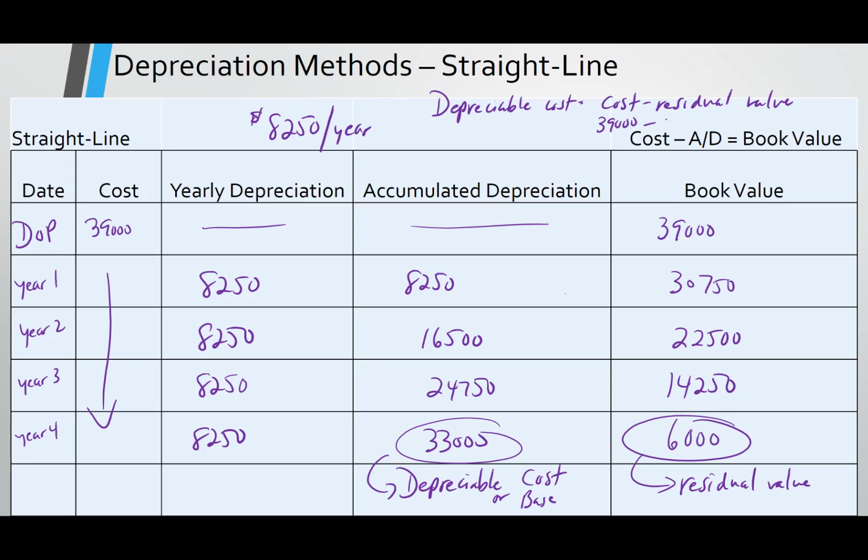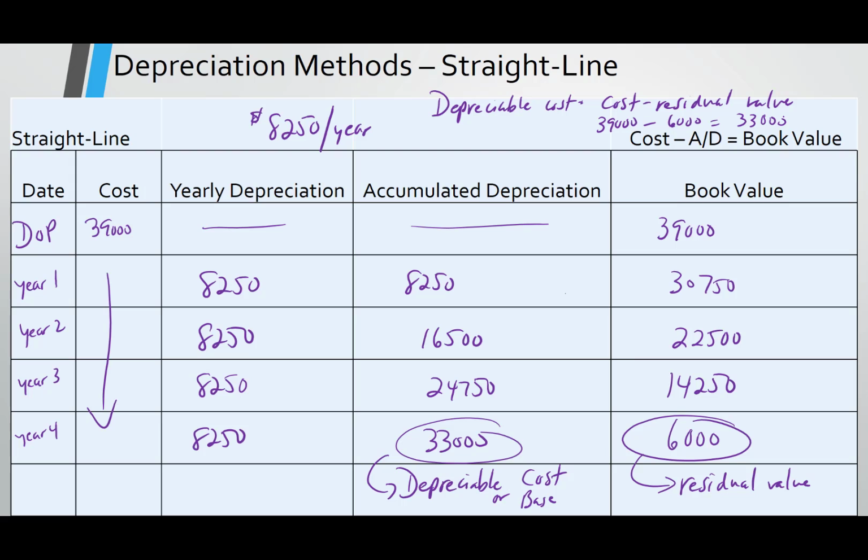And that matches up to what we got at the end. Notice this has to work out this way. If you do not have your final accumulated depreciation be your depreciable cost and your final book value be your residual value under the straight line method, you made a mistake. So it's a good thing that we can actually check our answer as we go forward here. All right, that concludes our straight line.